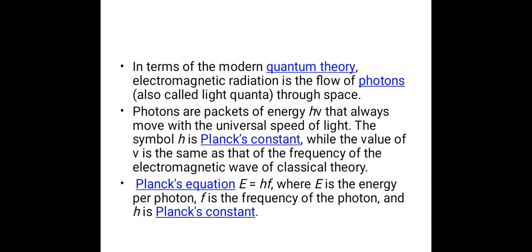So in terms of modern quantum theory, electromagnetic radiation is the flow of photons, also called light quanta, through the space. Photons are packets of energy h nu that always move with the universal speed of light. The symbol h is Planck's constant, while the value of nu is the same as that of the frequency of the electromagnetic wave of classical theory. Next, Planck's equation: E is equal to hf, where E is the energy per photon, f is the frequency of the photon, and h is the Planck's constant. E is equal to hf.